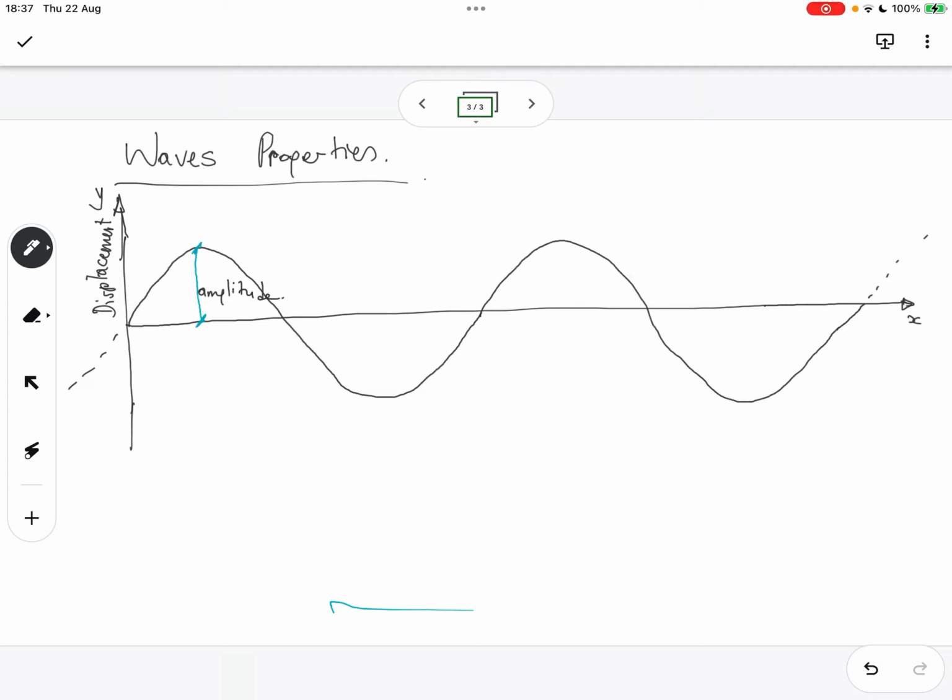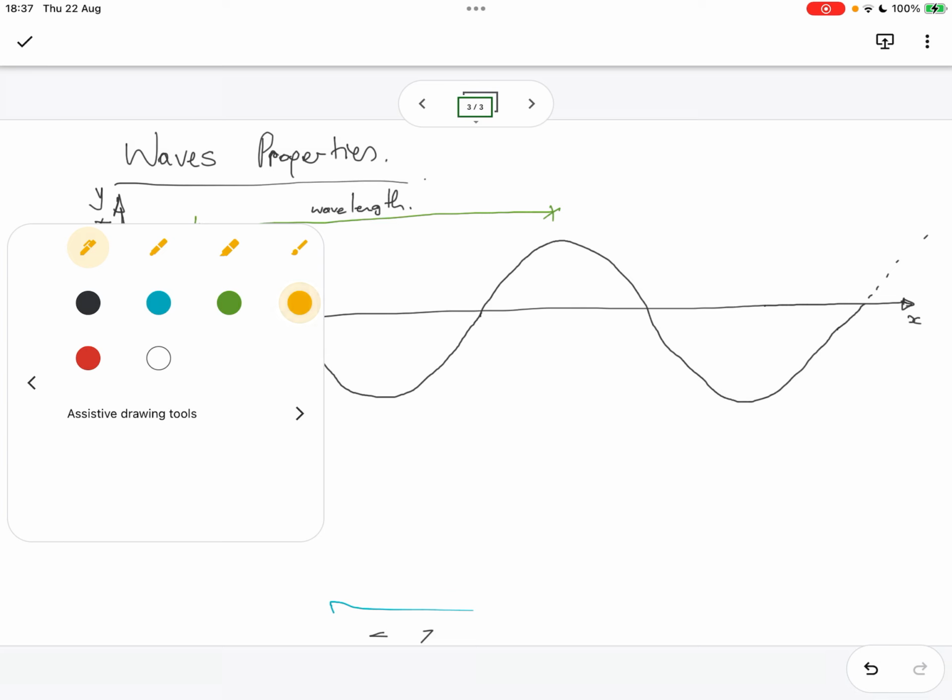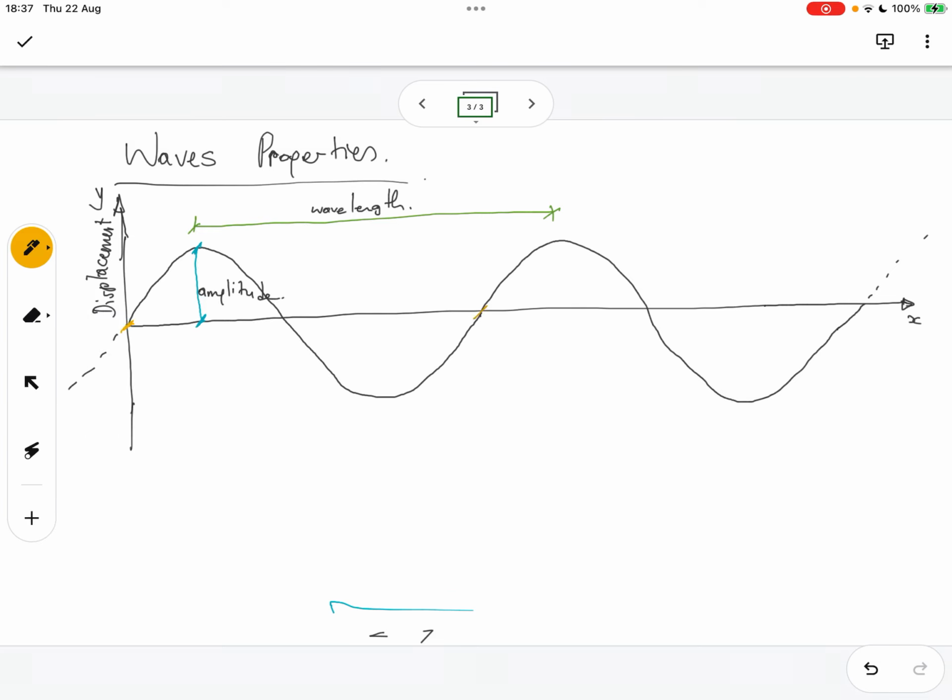Then the distance between 2 crests we would call the wavelength. So in other words, how long the wave is. And when we have a complete cycle, which is from that point to that point and again to that point, we have a complete cycle. So this would be a complete cycle.